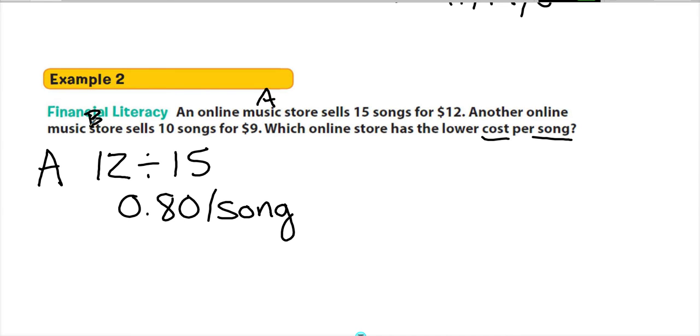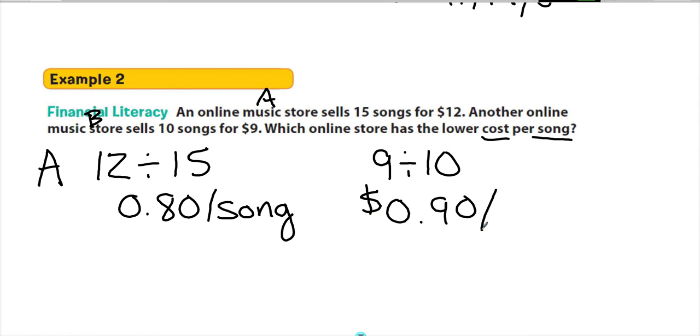Now let's go the other one. So it's $9 for 10 songs, so that'll be 9 divided by 10. That's easy math, so that's going to make it 0.90 for 90 cents. So it's going to be 90 cents per song. All right, so what they were asking us was, which one has the lower cost per song? The lower cost. So we better go with A or B. There we go. So in this case, A would be the lower unit rate.